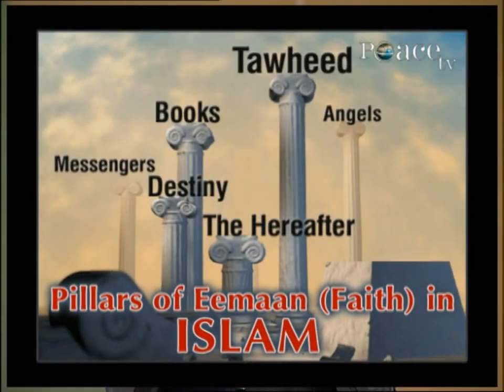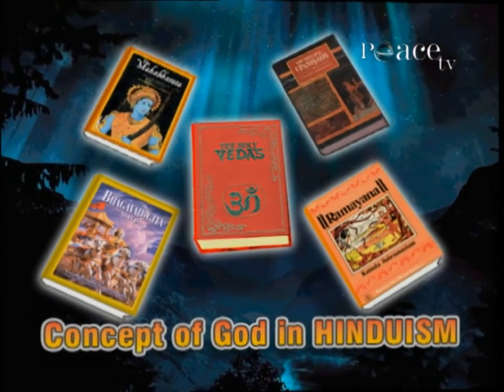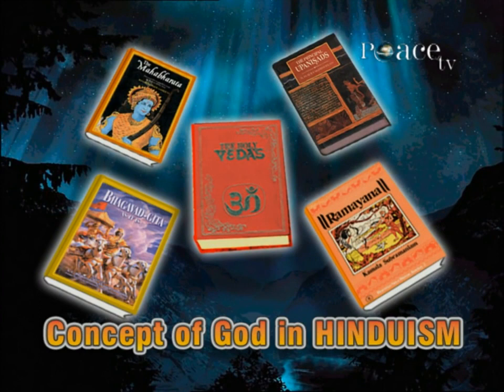So let us discuss the similarities between Hinduism and the pillars of Iman in Islam. The first is the concept of God. Let us understand what is the concept of God in Hinduism. If you ask a common Hindu how many gods he believes in, some may say 3, some may say 10, some may say 100, some may say 1,000, while others may say 33 crores, 330 million.